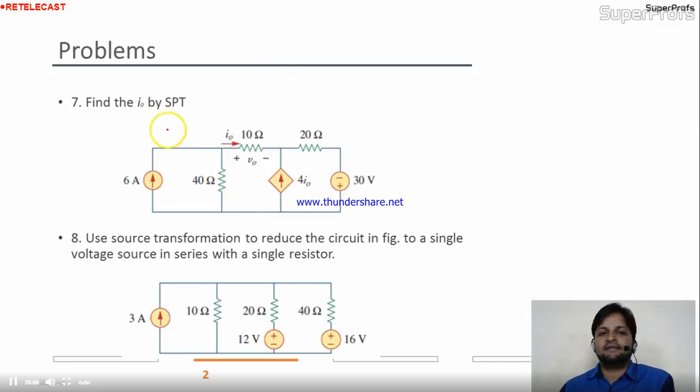Come to the next, the 7th one. Again he is asking to find the I0 by SPT. Where is the I0? Here is the I0. And he is saying to find this by SPT. So see friends, here a dependent source is given. So this circuit I'll do for you. Okay.